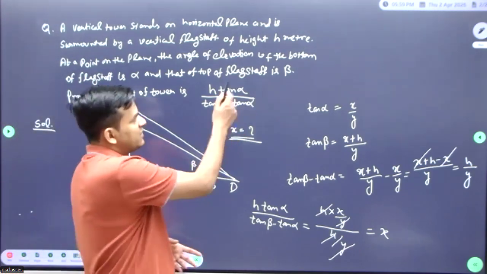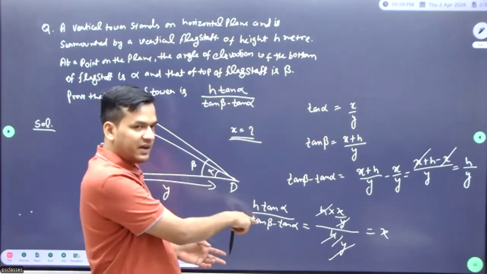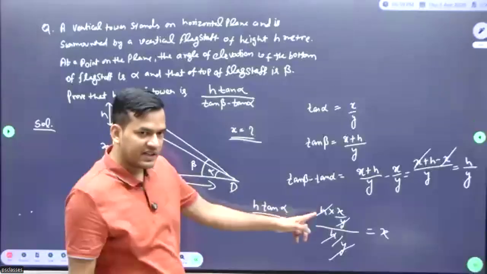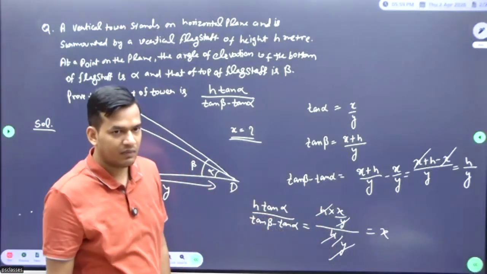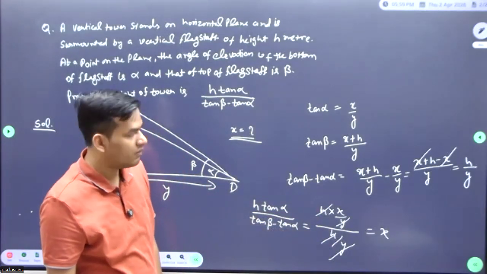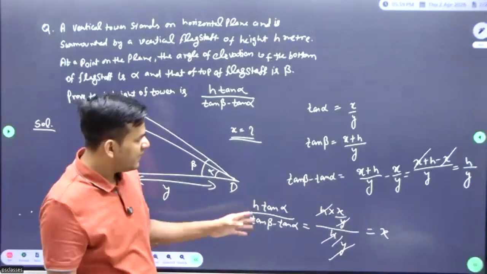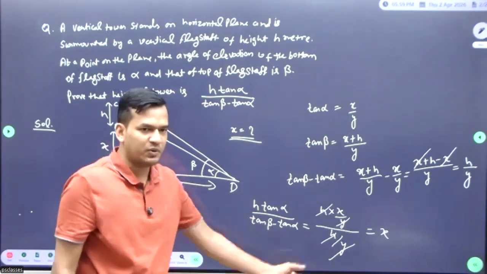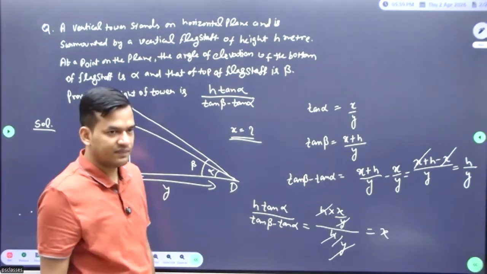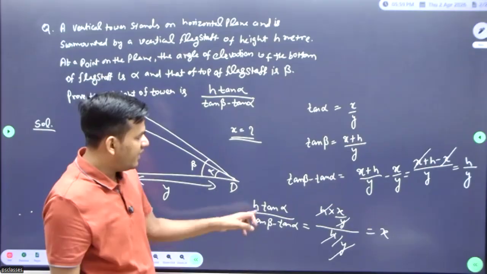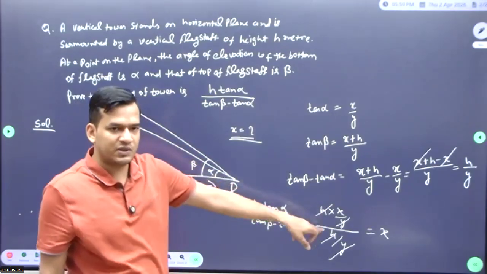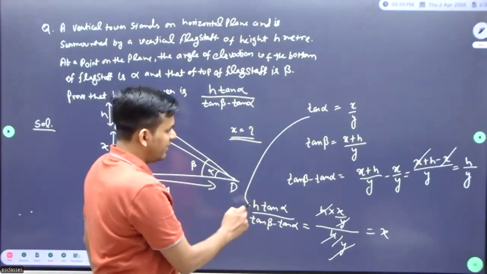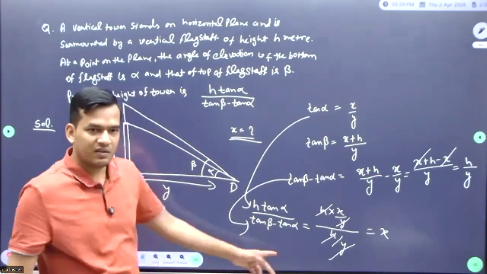I am finding the value of this expression, h tan alpha upon tan beta minus tan alpha. Last one, this h and h will get cancelled, y and y will get cancelled. So simply I have substituted this value in here now. Tan beta minus tan alpha is equal to h upon y, and this tan alpha is equal to x upon y. So direct substitution of both the values, tan alpha and this.